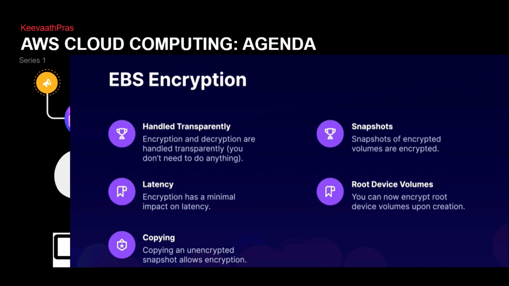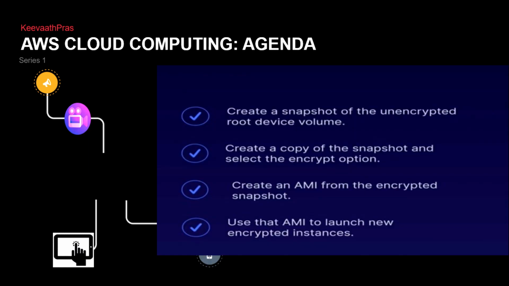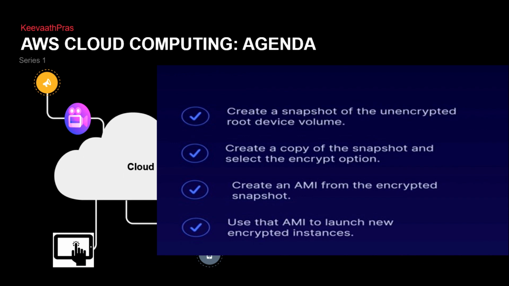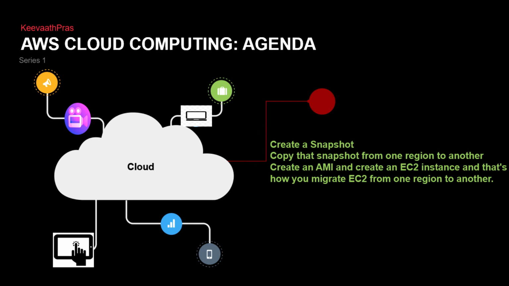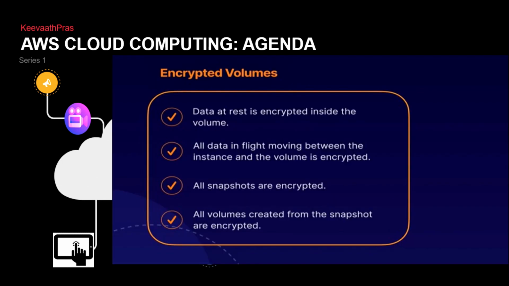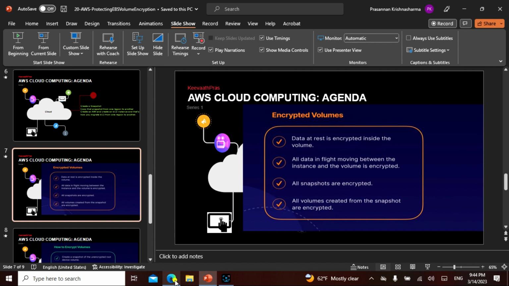Copying an unencrypted snapshot allows encryption. That is what I told you in the beginning. The snapshots of encrypted volumes are also encrypted. You can now encrypt the root device volume upon creation, and I will show you that. So create a snapshot, exactly what I told you before: create a snapshot of an unencrypted volume, create a copy, create an AMI, and use that AMI. This is the same way to launch the EC2. This is a repetitive slide, so before going to the next slide, let's go to the hands-on.